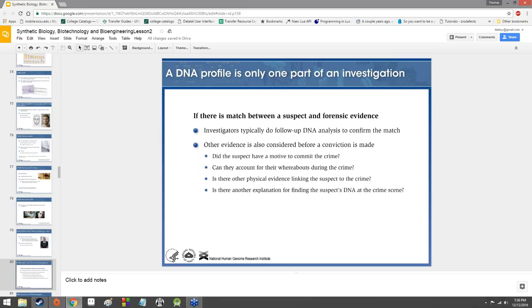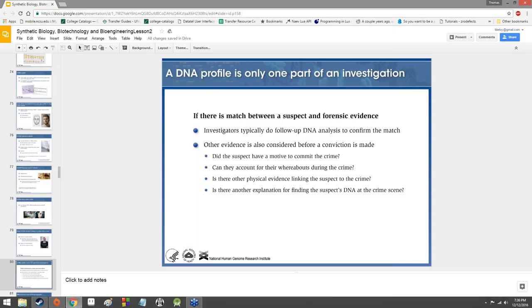So if there's a match between a suspect and forensic evidence, investigators typically do follow-up DNA analysis to confirm the match, and other evidence is also included before a conviction is made. Did the suspect have a motive to commit the crime? Can they account for their whereabouts during the crime? Is there other physical evidence linking the suspect to the crime? And is there another explanation for finding the suspect's DNA at the crime scene?